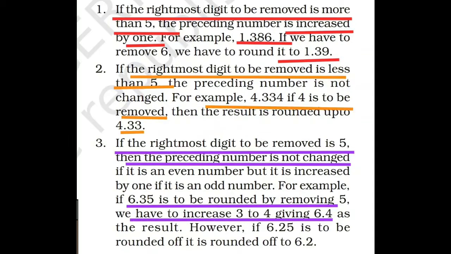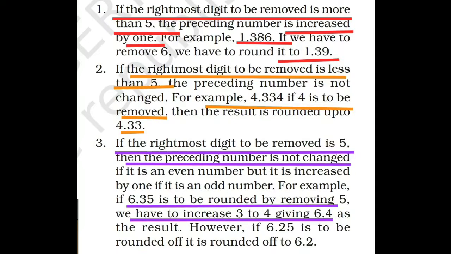Rule number 1. If the rightmost digit to be removed is more than 5, the preceding number is increased by 1. For example, 1.386. 6 is a higher value than 5. So here we are going to remove 6 and round it up to 1.39. Rule number 2. If the rightmost digit to be removed is less than 5, then there is no change. Say for example 4.334. 4 is smaller than 5. So 4 can be removed easily, and the roundup is going to become 4.33.